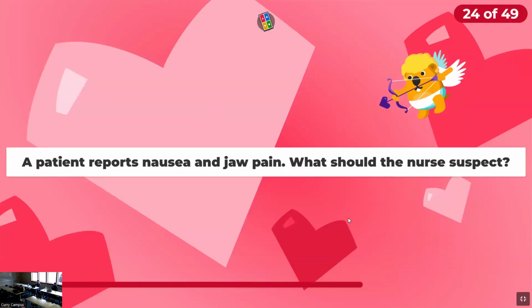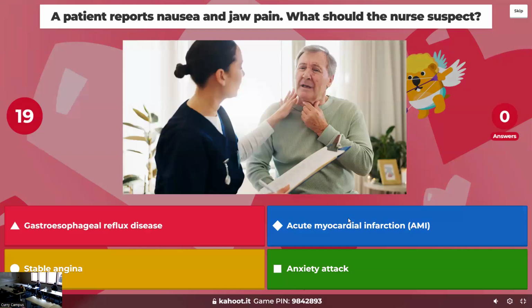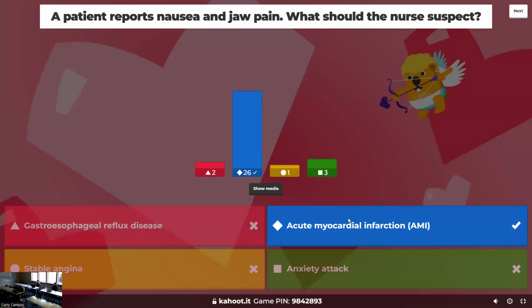Patient reports nausea and jaw pain. What should the nurse suspect? And the one over here is anxiety attack. Stable angina. All right, acute myocardial infarction. Good. Yeah, nausea and jaw pain. Oftentimes you'll see that as signs and symptoms.